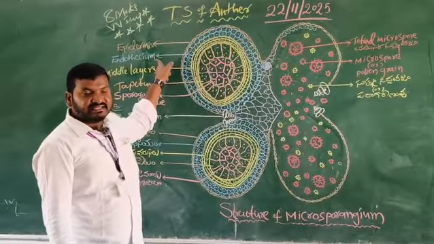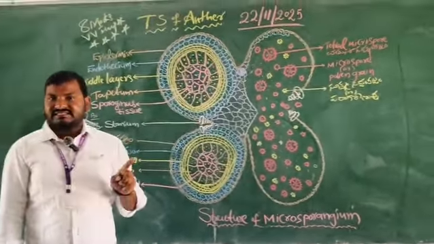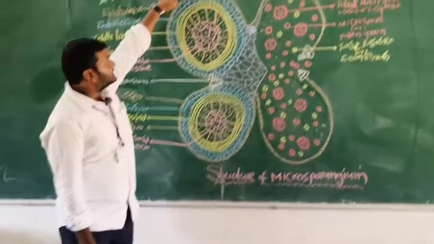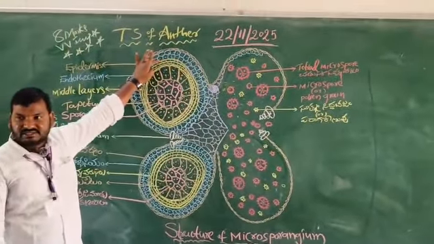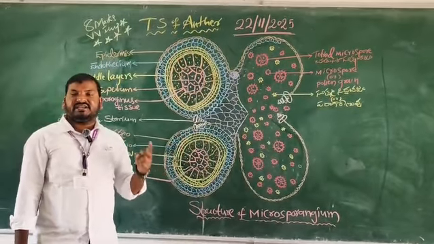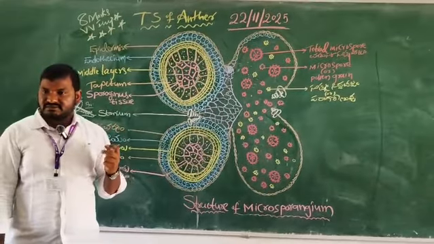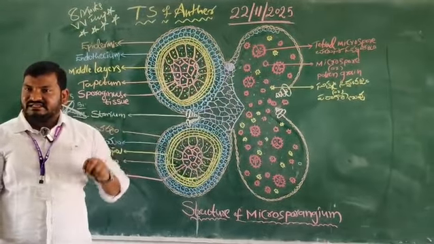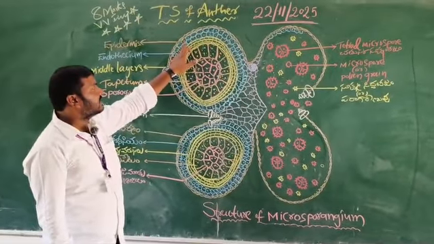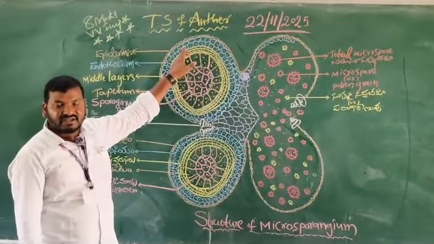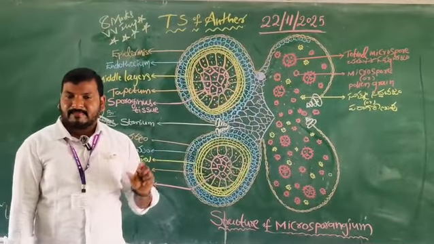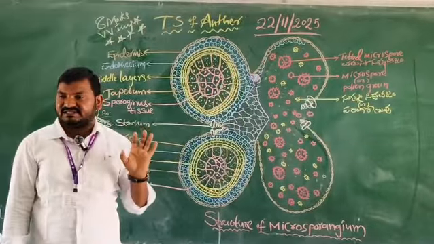Now come to the second part, endothecium. The endothecium is present below the epidermis. It is mostly 2 to 3 layers. In this, cells are radially arranged, and the cells are present with fibrous thickenings. Thick walls are present, fibrous thickening.